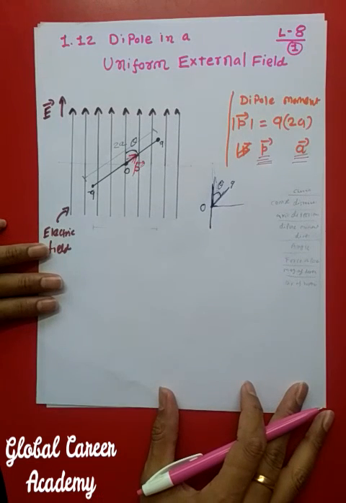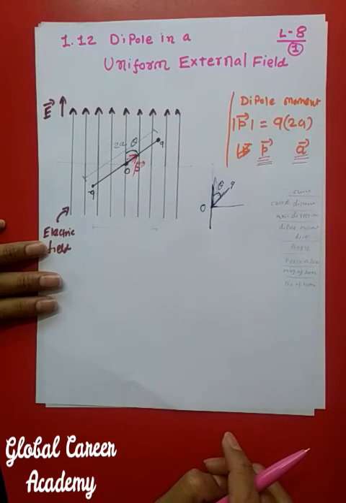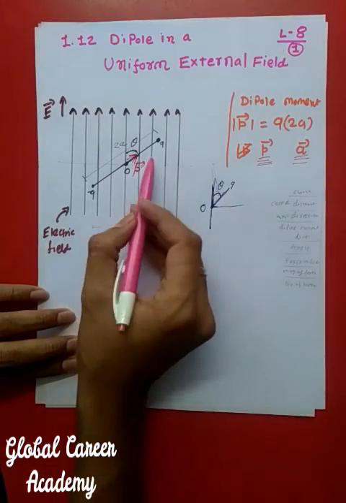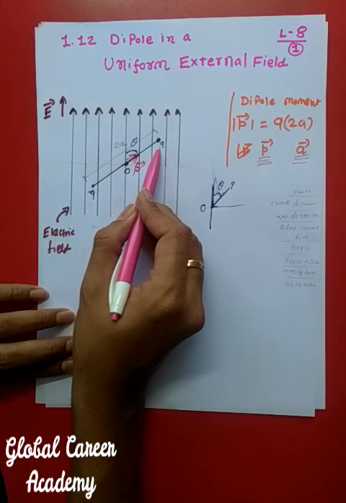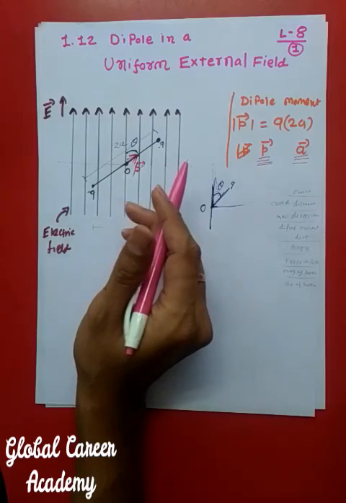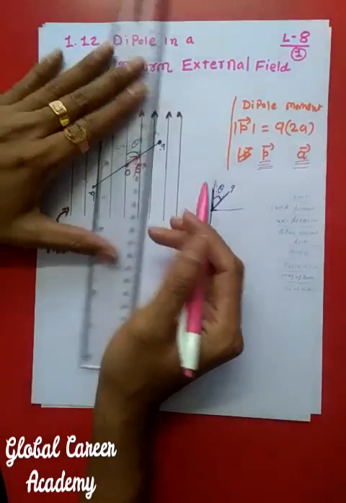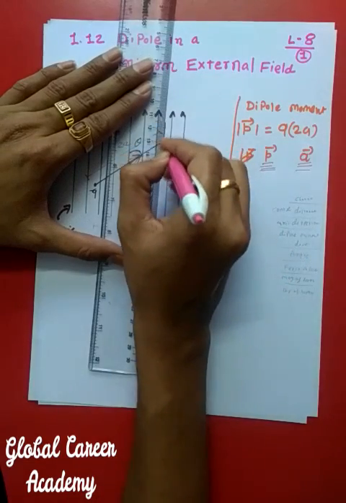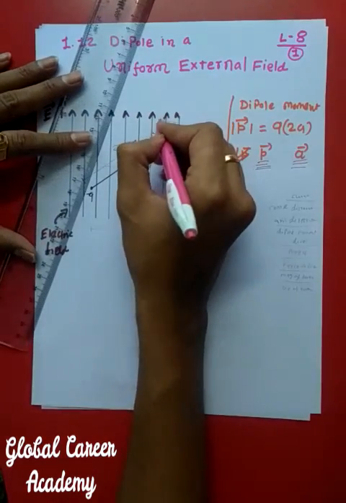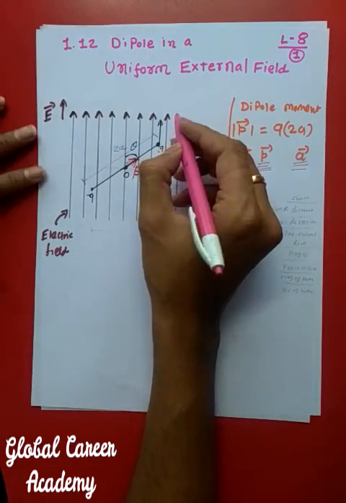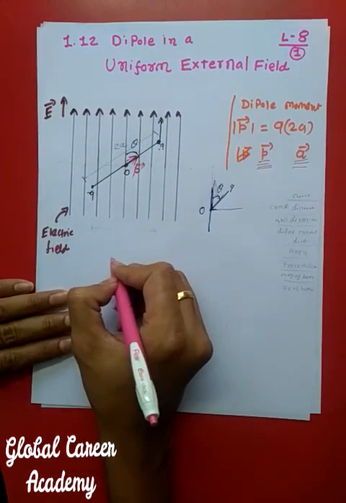Now the next thing is let us show the forces. So we will find out the force which is acting on charge plus q, right? You can see that over here the force will be in the direction of the field. So this is the direction of the field. Sorry, this is the direction of the force. What was the equation to find out the force?